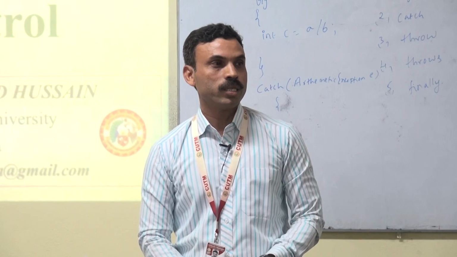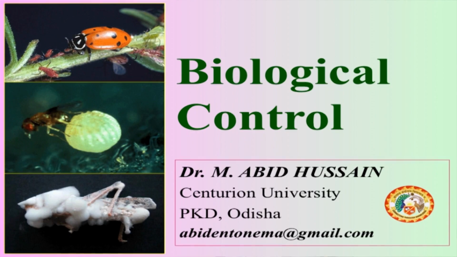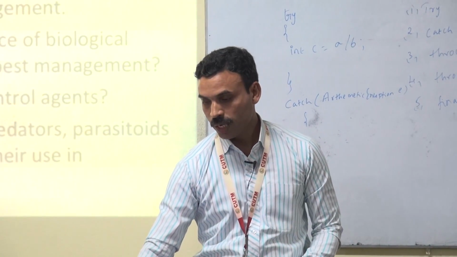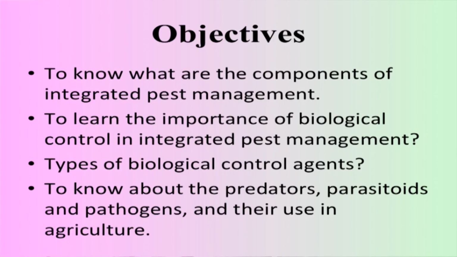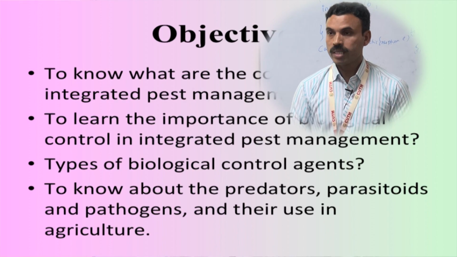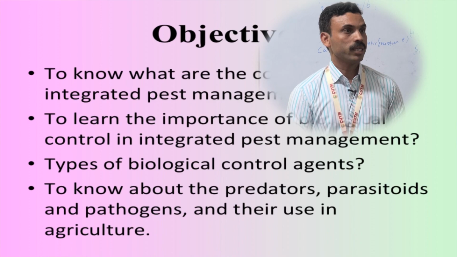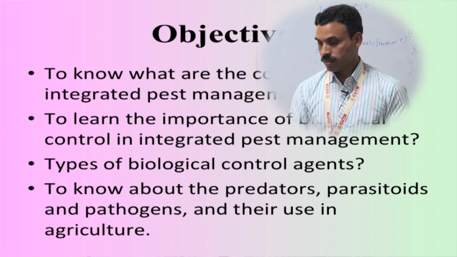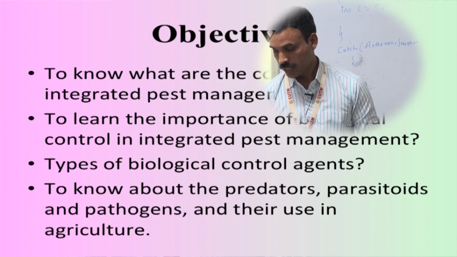Today we are going to discuss biological control, which is one of the components of integrated pest management. So let us see what biological control deals with. Today's objective is that we will know what the components of integrated pest management are, what the importance of biological control agents is, and what the types of biological control agents are, as well as finally the basic components, that is the predators, parasitoids and pathogens. Separately we will discuss the biological control agents in totality.